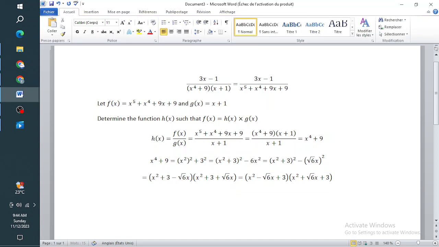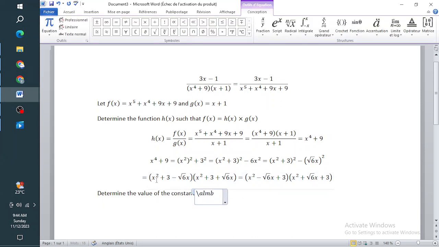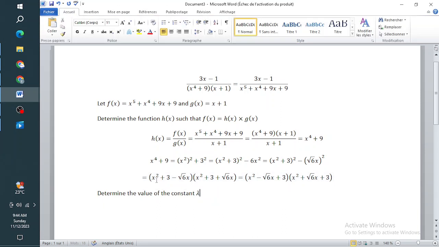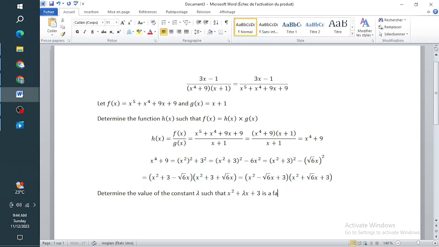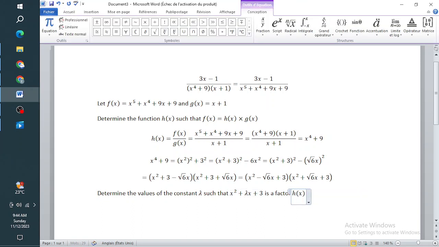I will now say, determine the value of the constant lambda such that x squared plus lambda x plus 3 is a factor of h of x, or determine the values of lambda such that this is a factor of h of x.